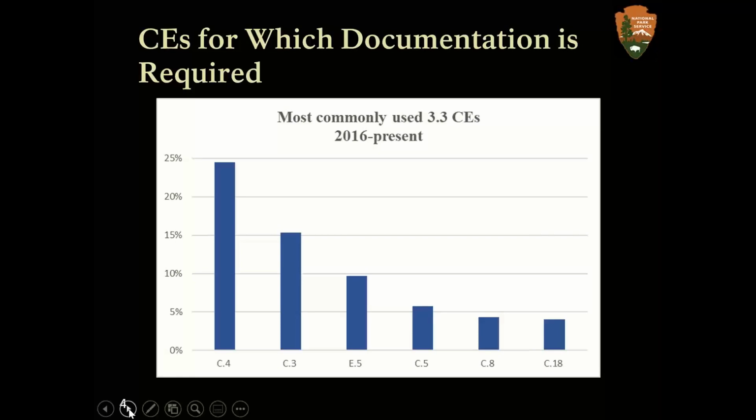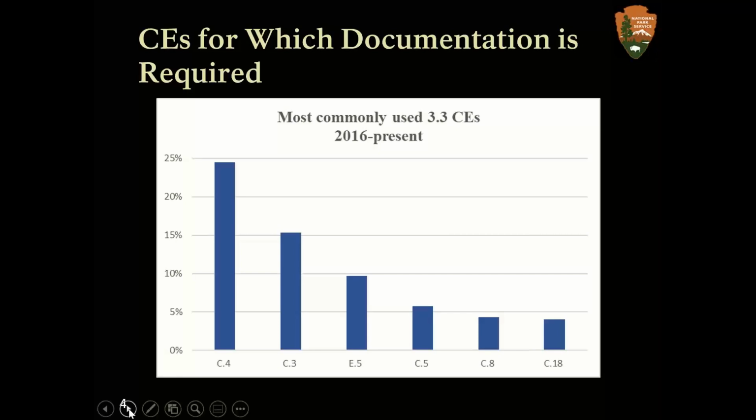The most commonly used CE is C4, which is for routine maintenance of historic structures. There were over 7,000 uses of that CE during that time frame. C3 is routine maintenance of non-historic structures. C5 is non-destructive data collection, inventory, etc.